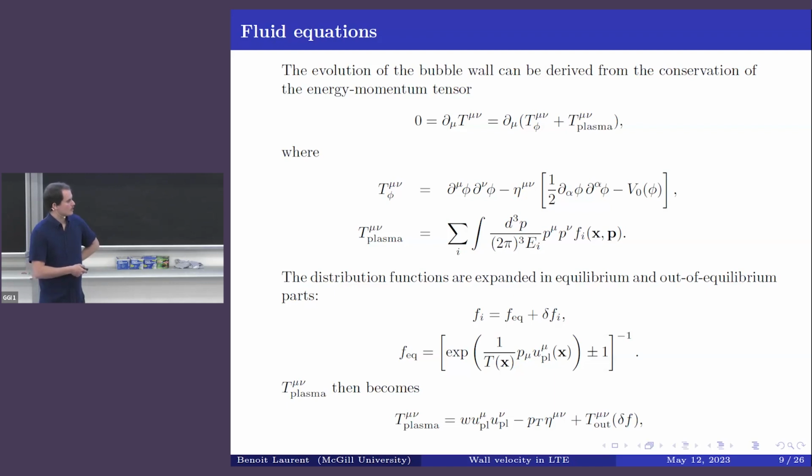And at the end, we can substitute this ansatz into the plasma energy momentum tensor. The first two terms are the part for the equilibrium distribution function, which is simply the usual energy momentum tensor for a perfect fluid. And then we have some contribution from out-of-equilibrium effects, which is just this integral here, where we replace f by delta f.